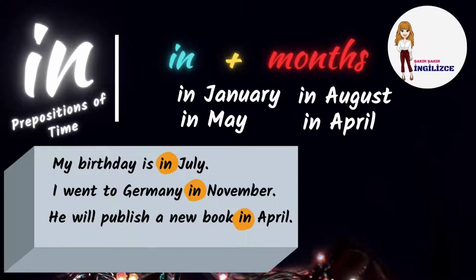Let's look at some example sentences. My birthday is in July. I went to Germany in November. He will publish a new book in April. We don't mention a specific day, just a month. So we use the preposition in before that month.